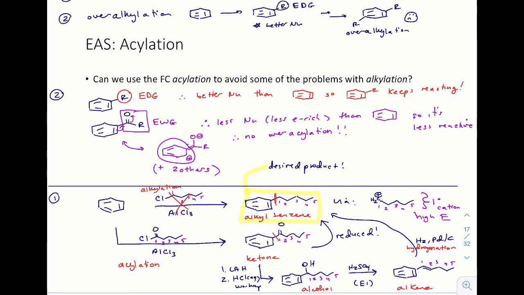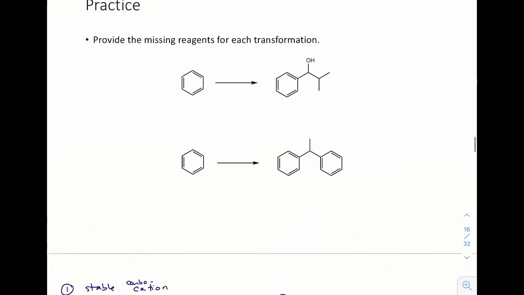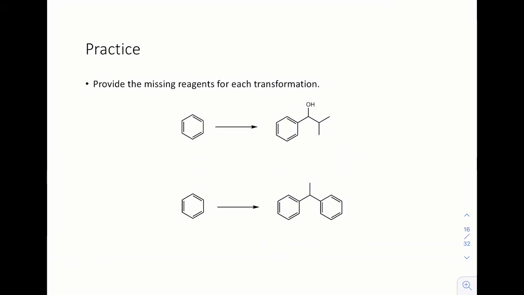Okay, give that a little bit more thought. Listen to this again if you need to, and we'll continue to talk about the Friedel-Crafts acylation. We are going to take a moment to answer some practice problems before we move on and finish up this lesson.